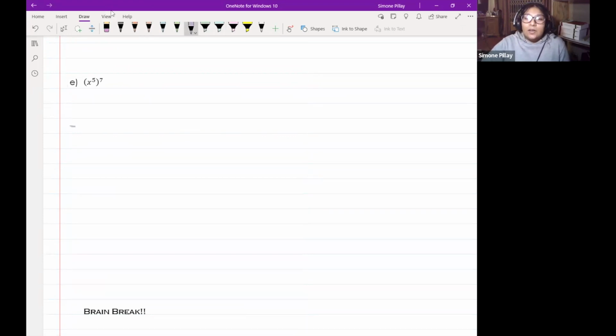It's an easy one. All I do is I have my x and I'm applying law 3 over there. So that is going to be x to the power of 5 times 7. Can somebody tell me what is 5 times 7? I'm so sorry, Mohammed.